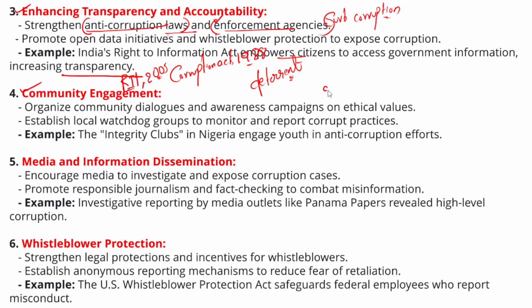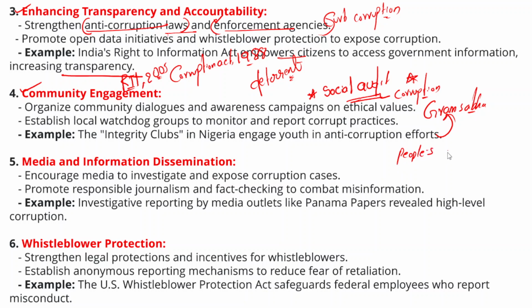For example, the concept called social audit. Social audit is people's participation in the audit of government processes and procedures. This could also reduce corruption in governance. And very often the concept of Gram Sabha is also very significant to reduce corruption. It also indicates increased people's participation in the political process.